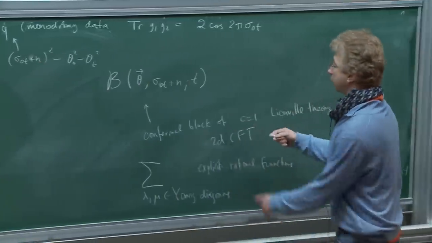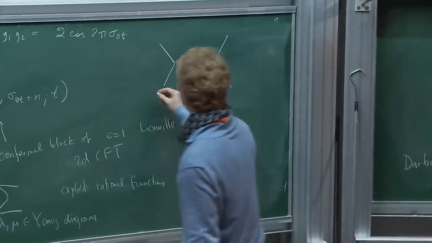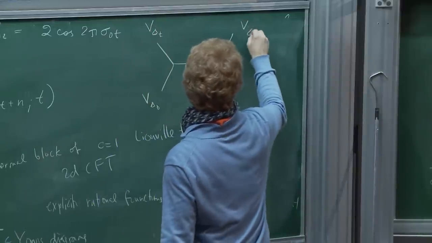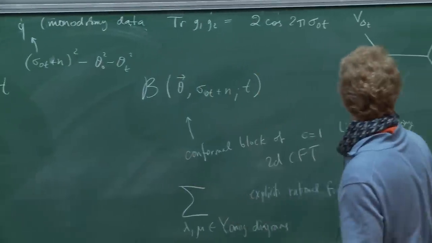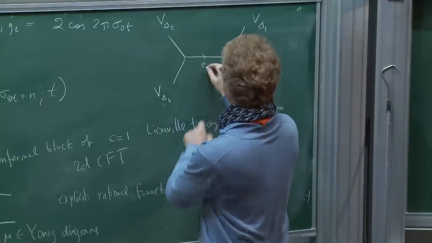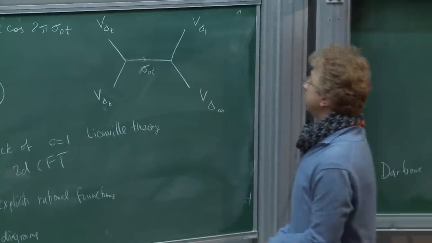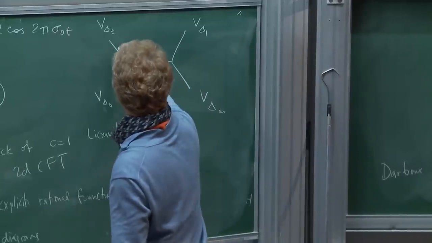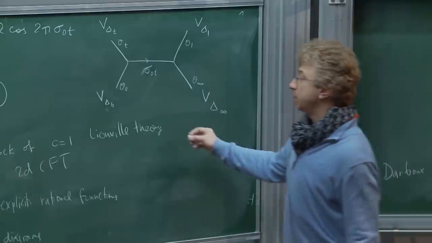And so what is this conformal block? It's a conformal block for the four-point function. So in Liouville theory, you study the correlation function of four primary fields with dimensions delta, and these dimensions are quadratic expressions in thetas, and then you look for the conformal block where in the intermediate channel you have a momentum sigma 0t flowing. So that's the data which you need to fix. And so the conformal block depends on these four external momenta or conformal dimensions, the one which flows in the middle, and of course the parameter t.